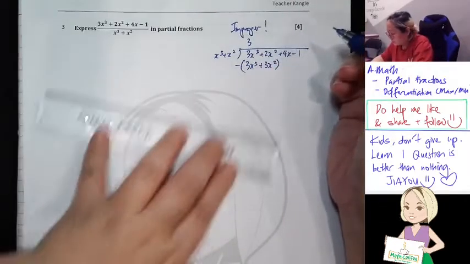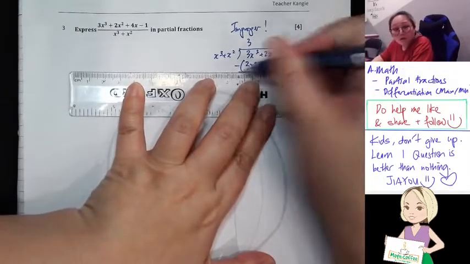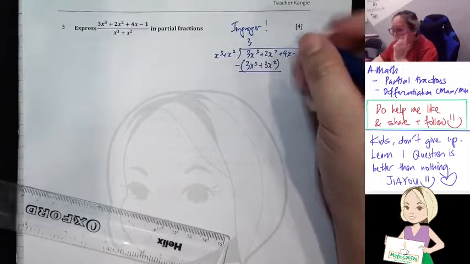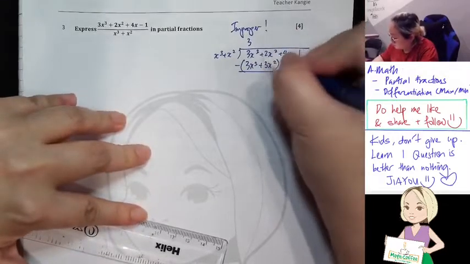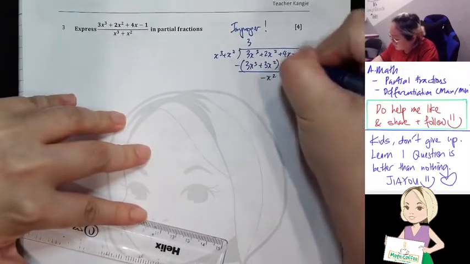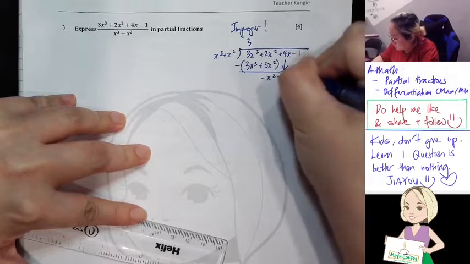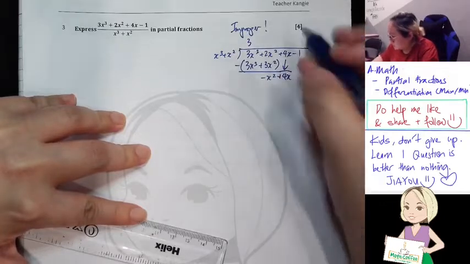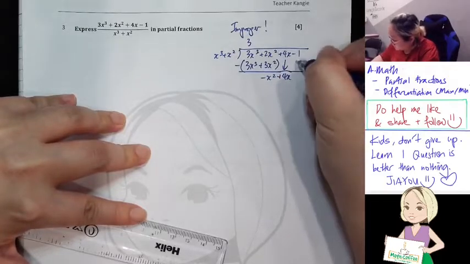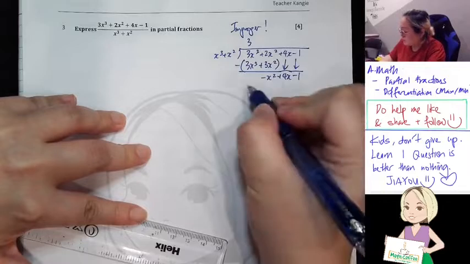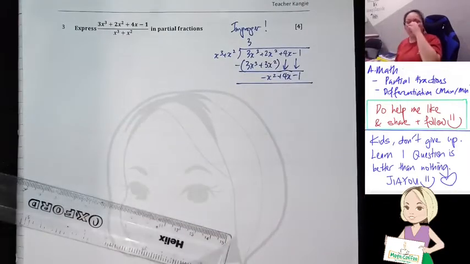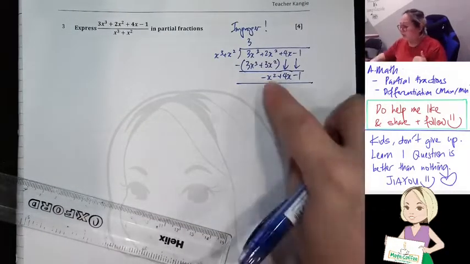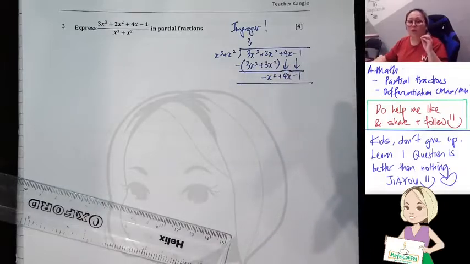And we will get 2 minus 3, so it's negative x squared. Bring this down, so this is plus 4x. And then this one bring down also. So that means this is the end already. You cannot divide any further. Okay. How to know whether you can stop?